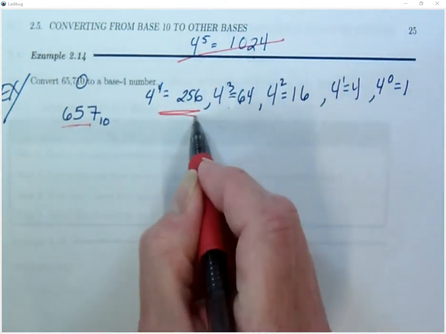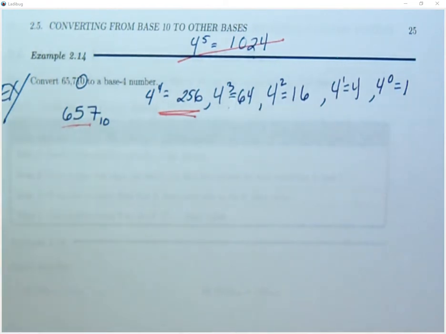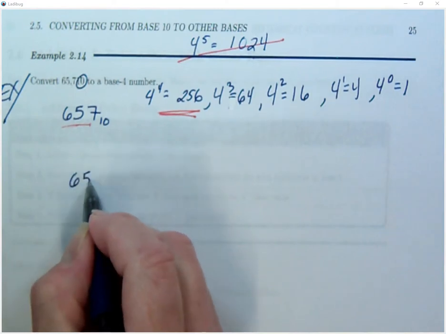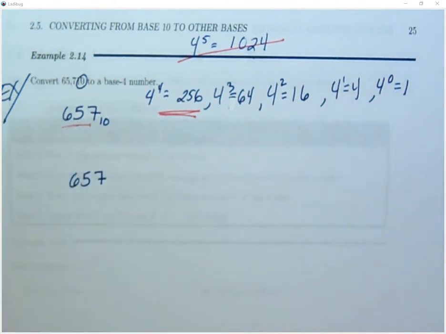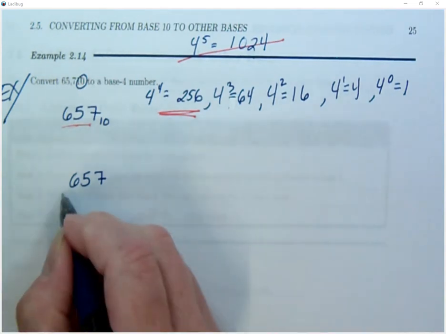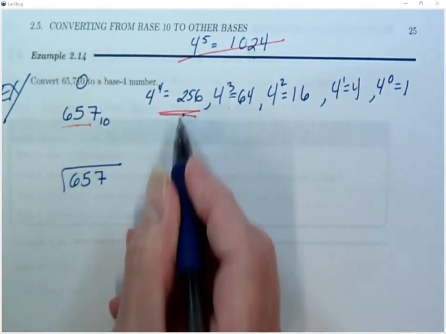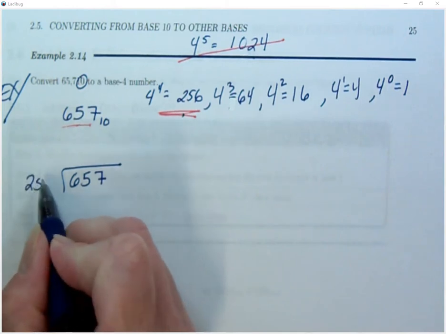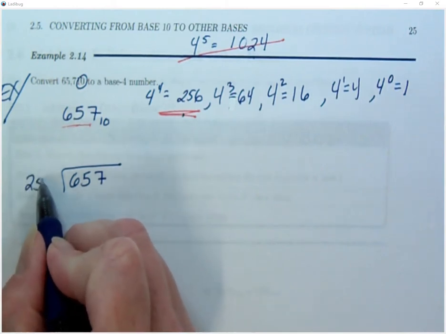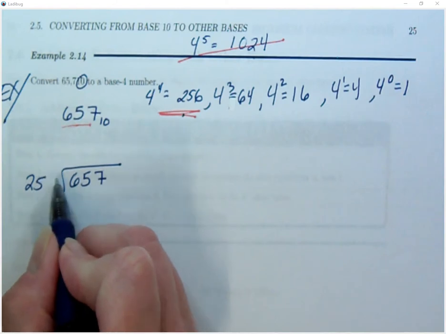We're going to start here. So what we're going to do is take the 657, our number that we're working with that we want to convert, and we're going to divide this power, 4 to the 4th, into it. See how many powers or groups of 4 to the 4th are in that.